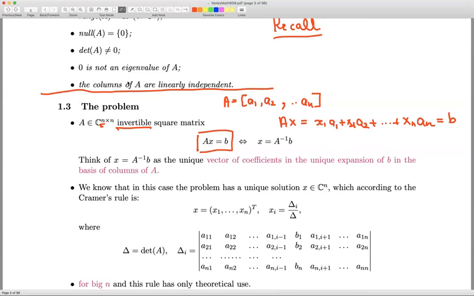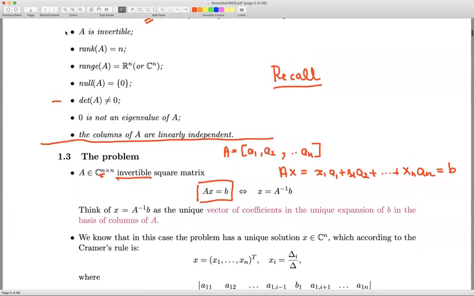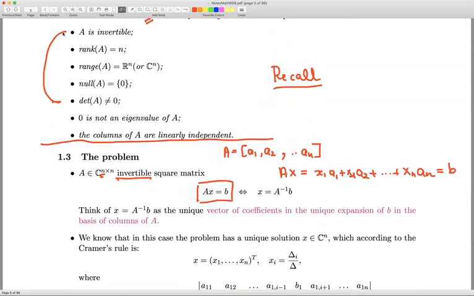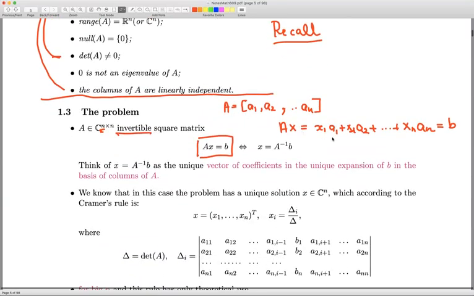Now, from our previous theorem, the determinant of A being different from 0 is equivalent to the statement that A is invertible. We know that A is invertible, therefore the determinant is different from 0. And also, since A is invertible, the columns of A are linearly independent. So these columns A1, A2, and so on are linearly independent vectors in Rn.